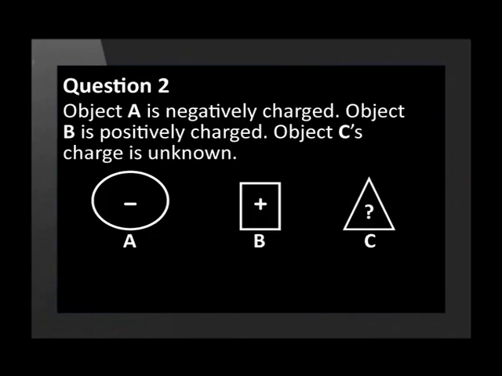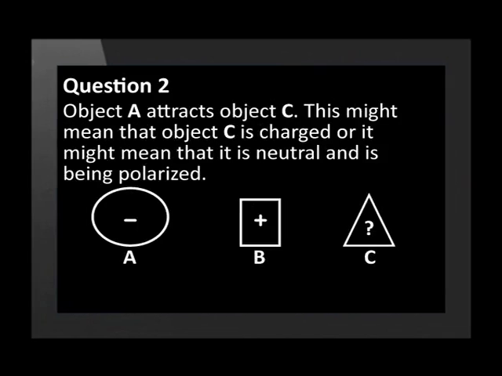In question 2, you need to suggest how to test if an object of unknown charge is charged or neutral. Object A is negatively charged. Object B is positively charged. Object C's charge is unknown. Object A attracts object C. This might mean that C is charged, or it might mean that it is neutral and it is being polarized.